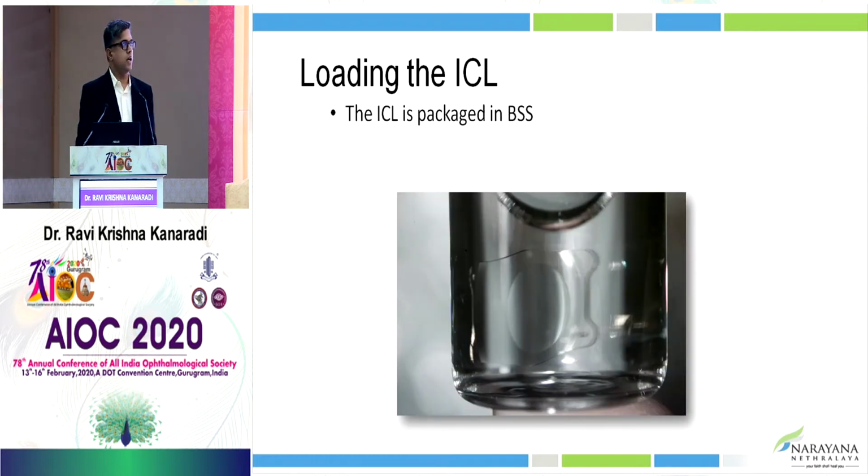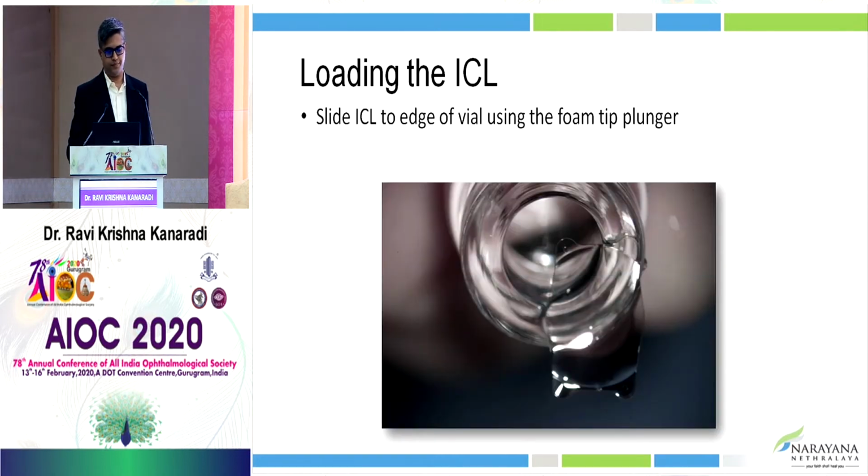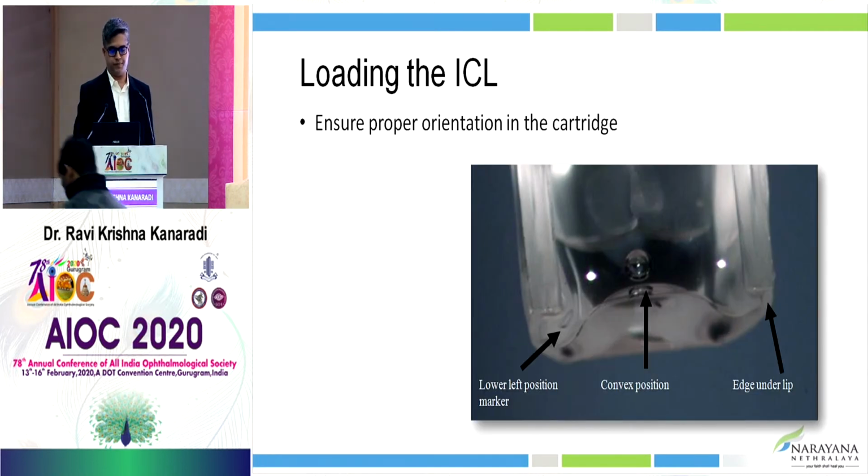So this is how the ICL looks inside that bottle, which is in the BSS. This is the identification mark. The right upper will have a hole and the left lower will have a hole. Like this you are supposed to identify the ICL. Then we can use the foam tip plunger to slide the ICL to the opening of the bottle. Then with the same foam tip we can load it onto the cartridge.